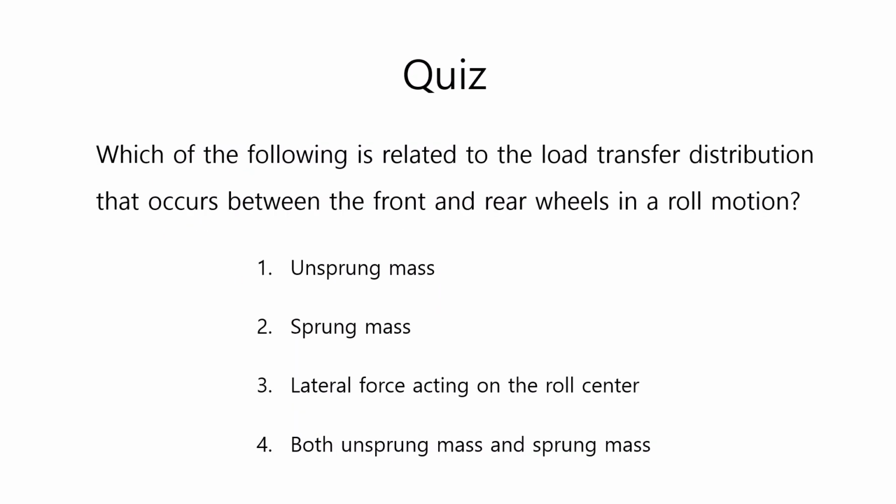I have a quiz for you. Which of the following is related to the load transfer distribution that occurs between the front and rear wheels in a roll motion? Number 1, unsprung mass. Number 2, sprung mass. Number 3, lateral force acting on the roll center. Number 4, both unsprung mass and sprung mass. Please choose one of these.